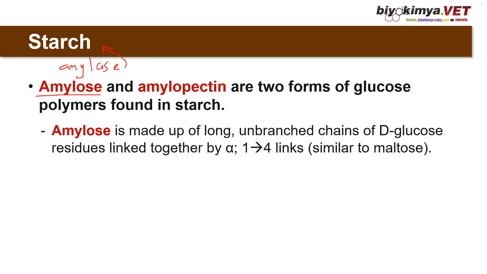Amylose is made up of long unbranched chains of D-glucose residues linked together by alpha-1,4 glycosidic linkage, similar to maltose. And we also say that maltose is the disaccharide unit of starch.